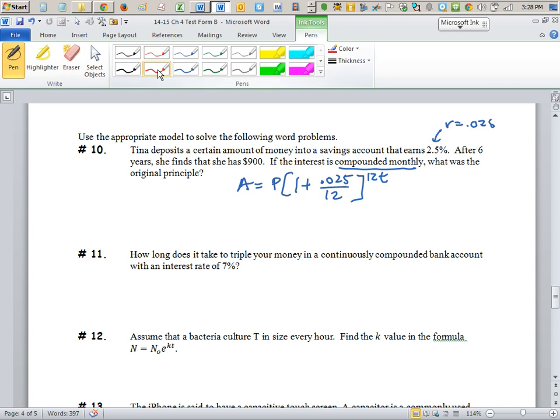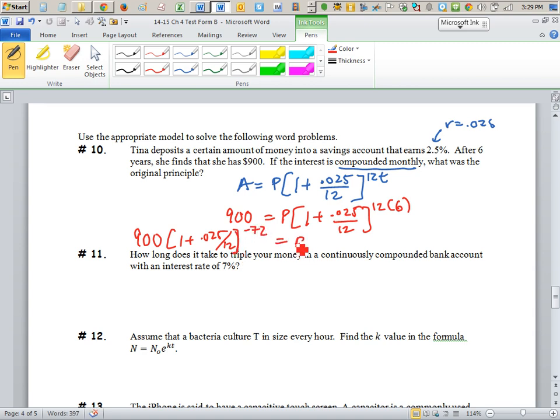In this problem, it says that she finds she has $900. This is after waiting 6 years. So it's 900 on the left, and I don't know what P is. I just know that I waited 6 years. So T is 6, A is 900, what is P? You just type 900 times 1 plus 0.025 over 12, to the negative 72. So why would that work?